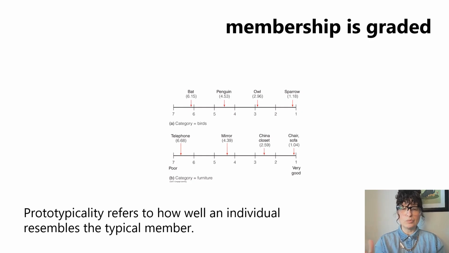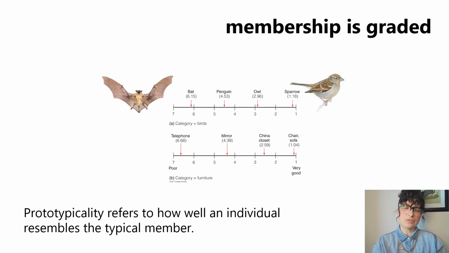So, for example, if you name a piece of furniture, you probably would have written down something like chair or sofa. You're very unlikely to have written down something like telephone. Similarly, if you were asked to name a bird, you'd probably name something like a sparrow or a crow, maybe, if you're in Vancouver. But you're very unlikely to have named a bat. So, sparrow is a good category member for bird. Bat is a bad category member for bird. Makes sense because actually bats aren't birds.